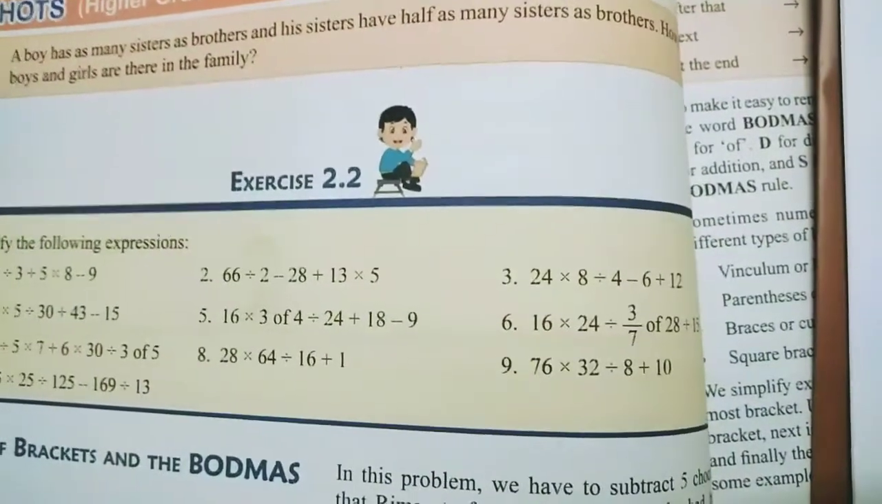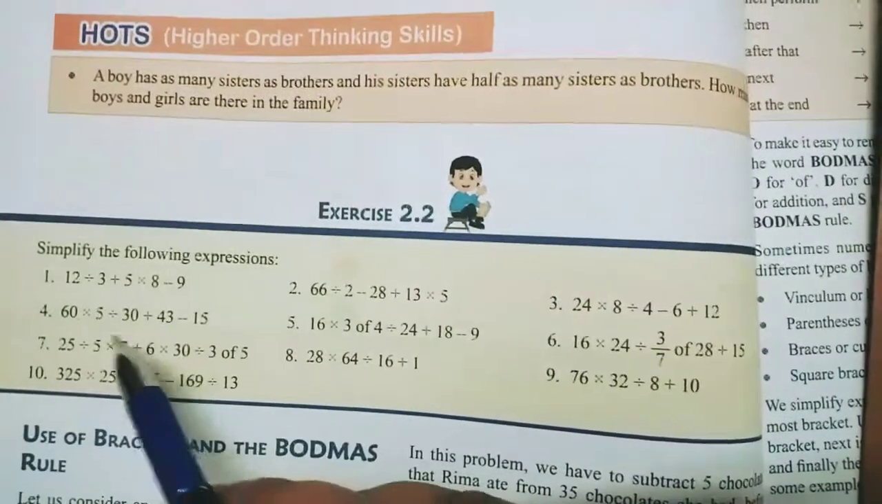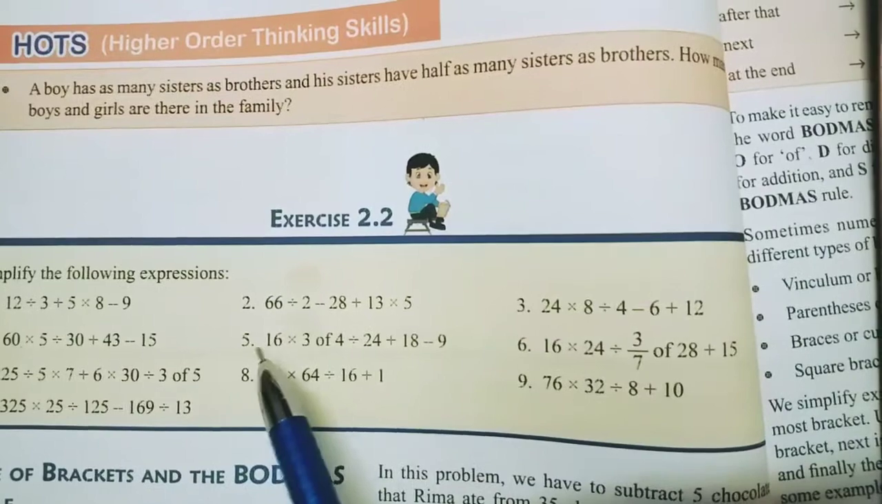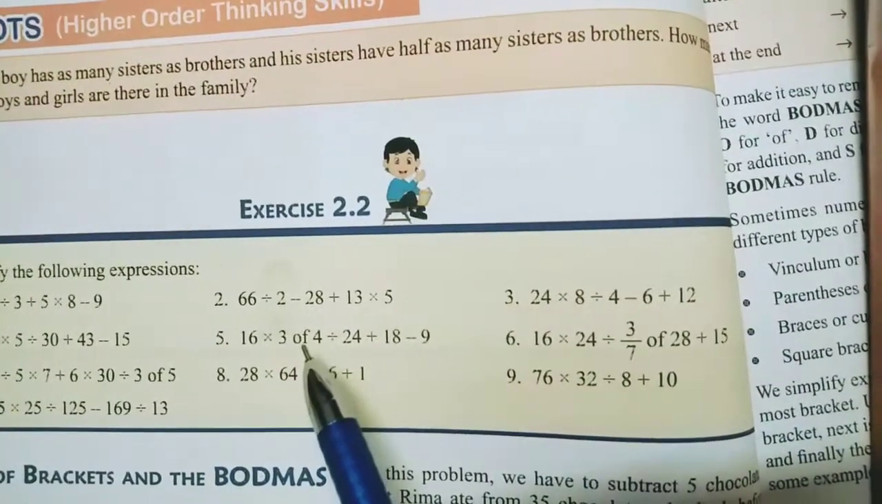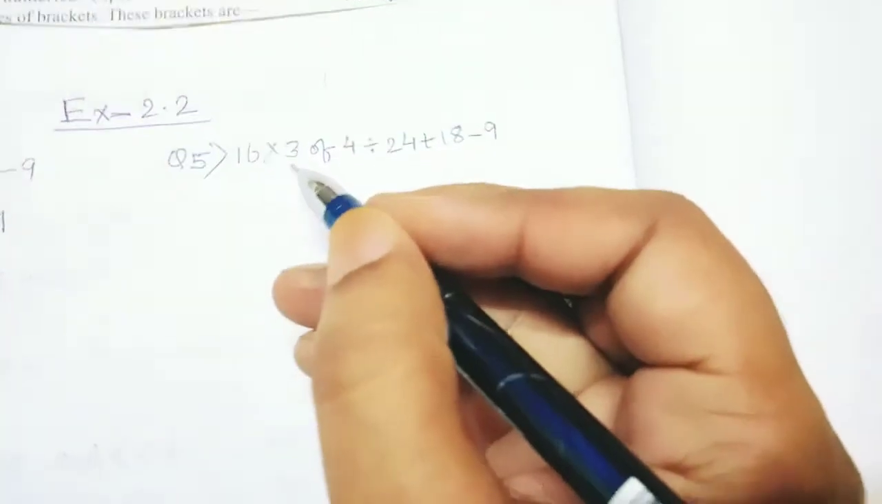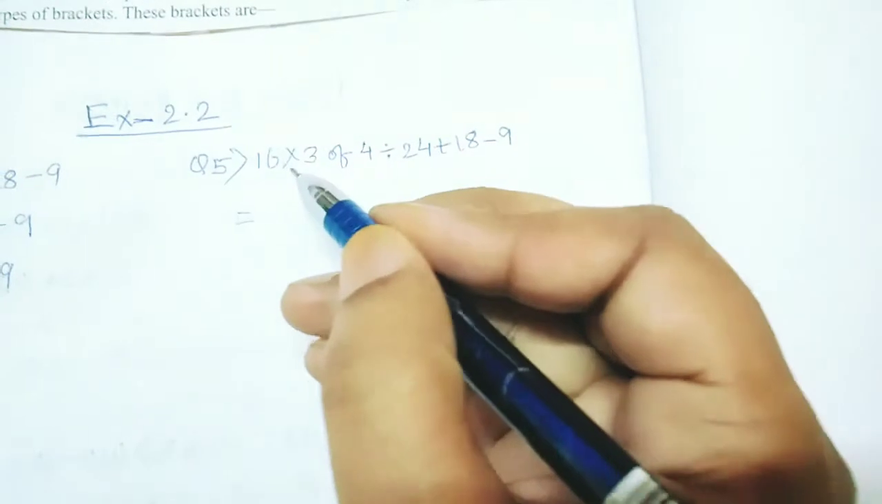3 number question, here also no off. 4 number, here also no off, but in 5 number there is off. So let's do the 5 number question. So students, here you can see there is an off in this question. So how can you solve this?